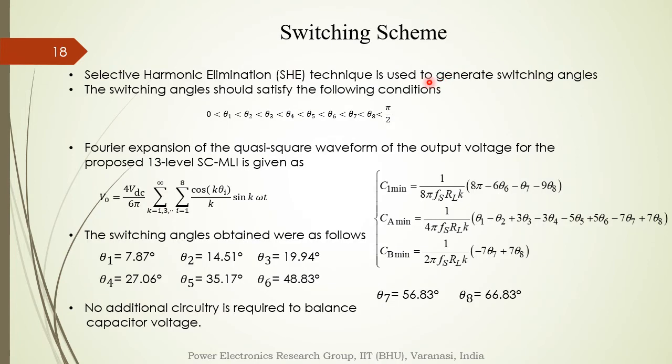Switching scheme. The selective harmonic elimination technique is used to generate the switching angles, and 8 switching angles are used. The switching angles obtained from the selective harmonic elimination technique are as follows. And here the 3 capacitors are used. The capacitor values are found using the charging and discharging cycles of the switched SMLI, and are calculated mathematically and obtained as follows. This is C1, CAB, CB. The 3 capacitance values are given.